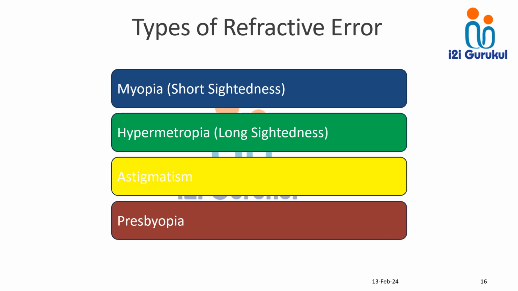In this situation, the accommodative power of the lens is lost, and then we have to add spectacle lenses in front of the eye. So we use convex lenses to treat presbyopia. As I said, in hypermetropia also we use convex lenses. Again, for presbyopia also we use convex spectacle lenses.